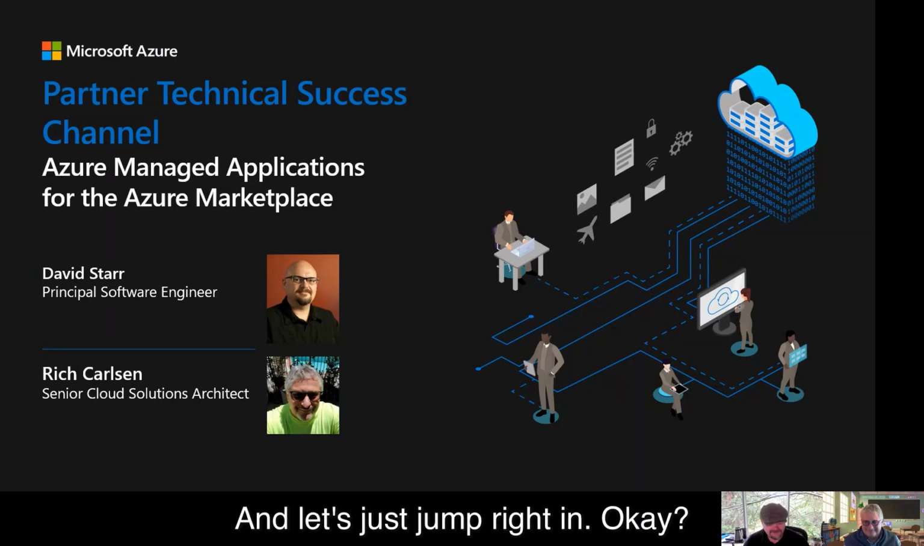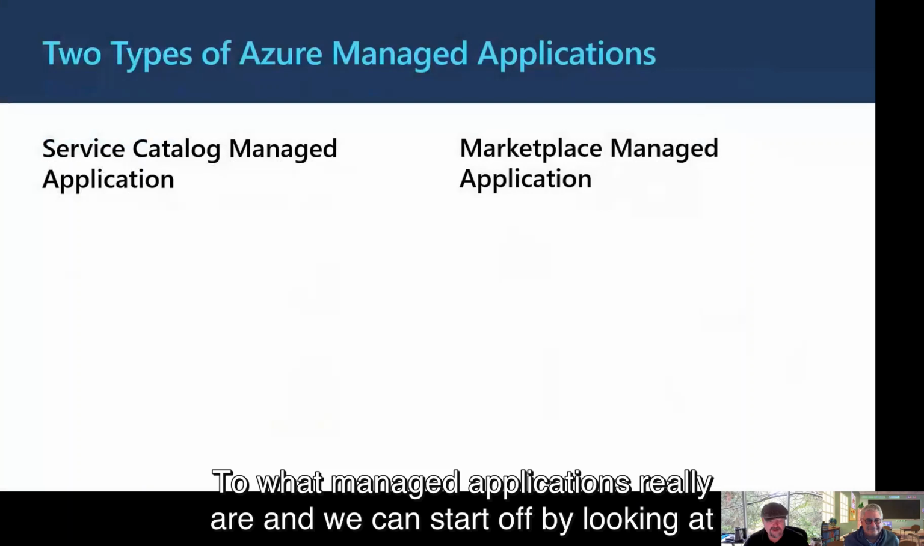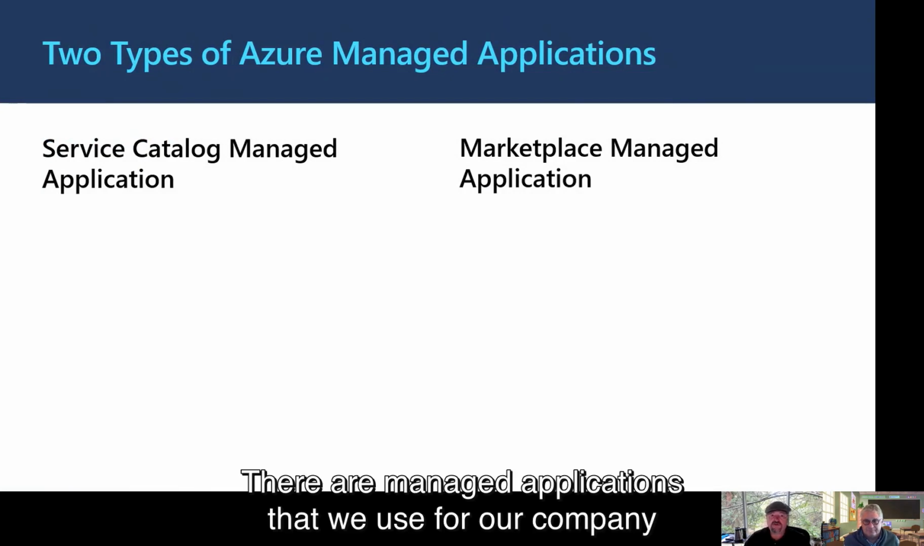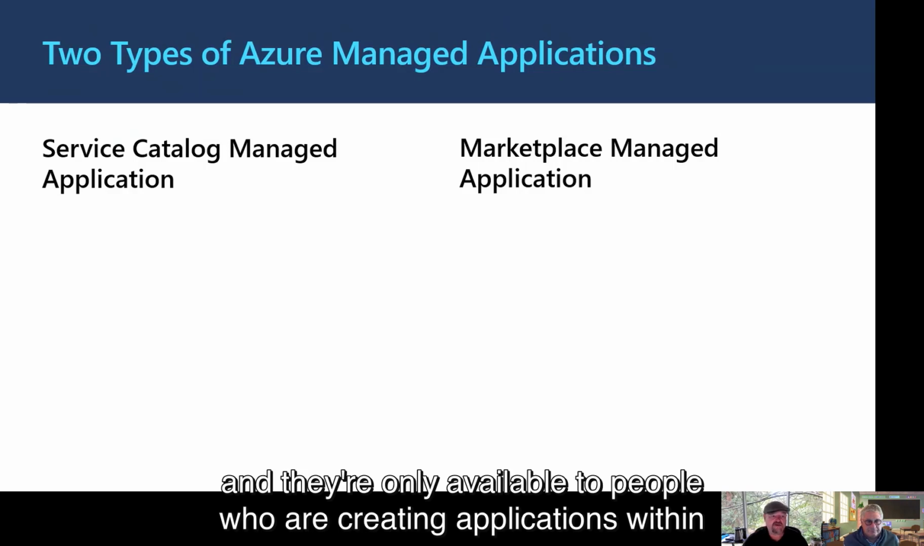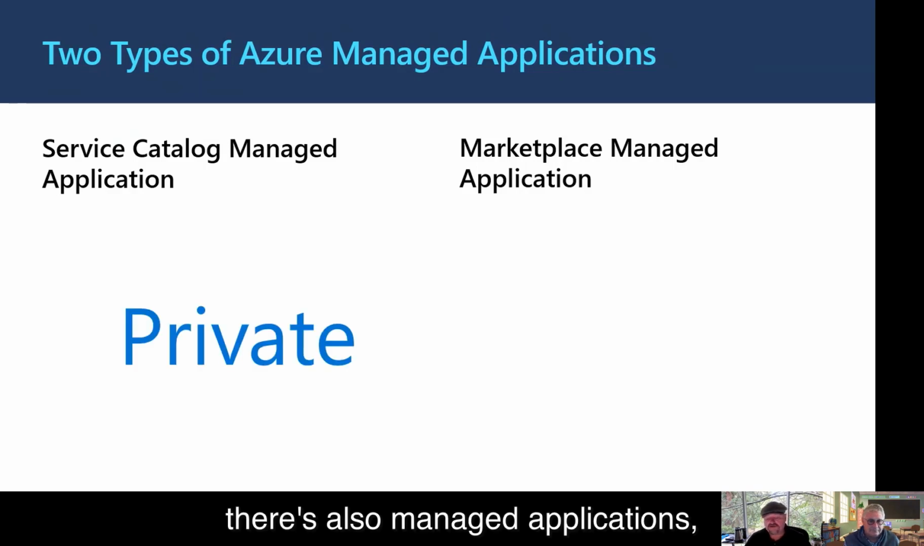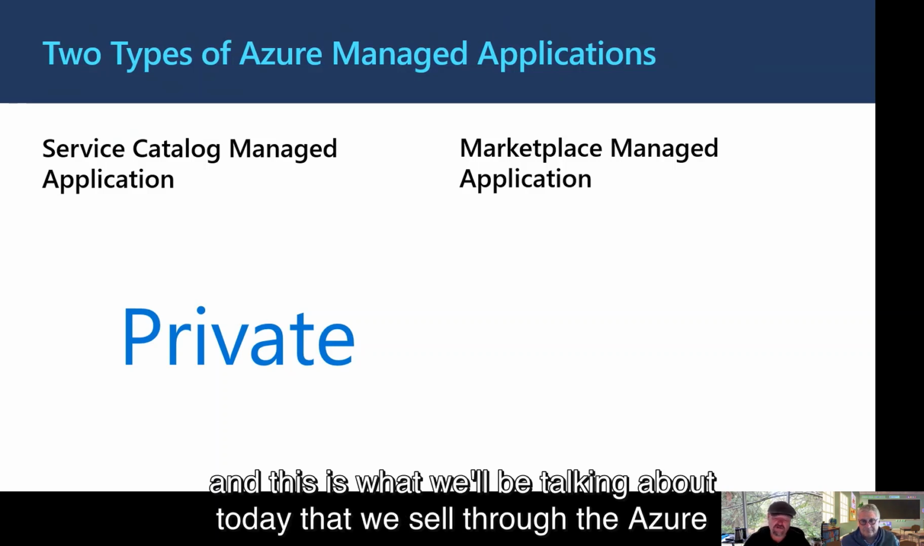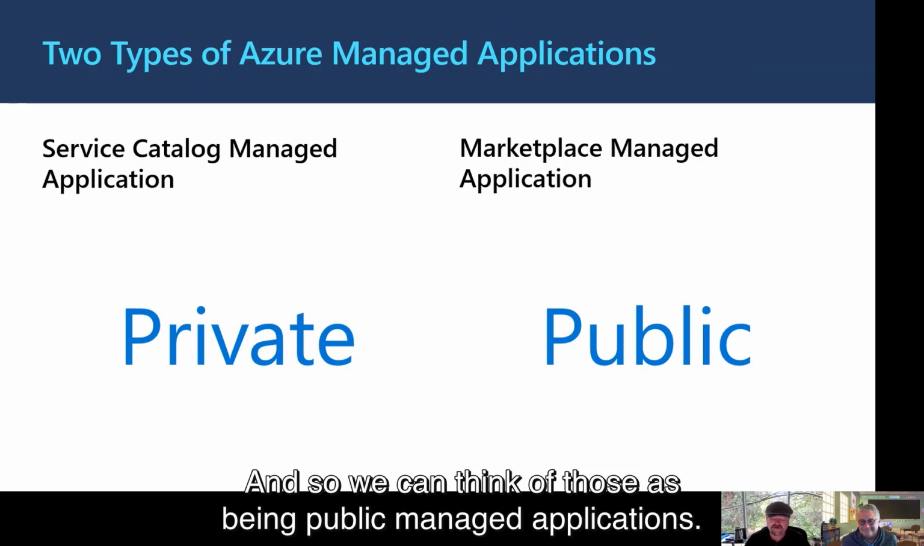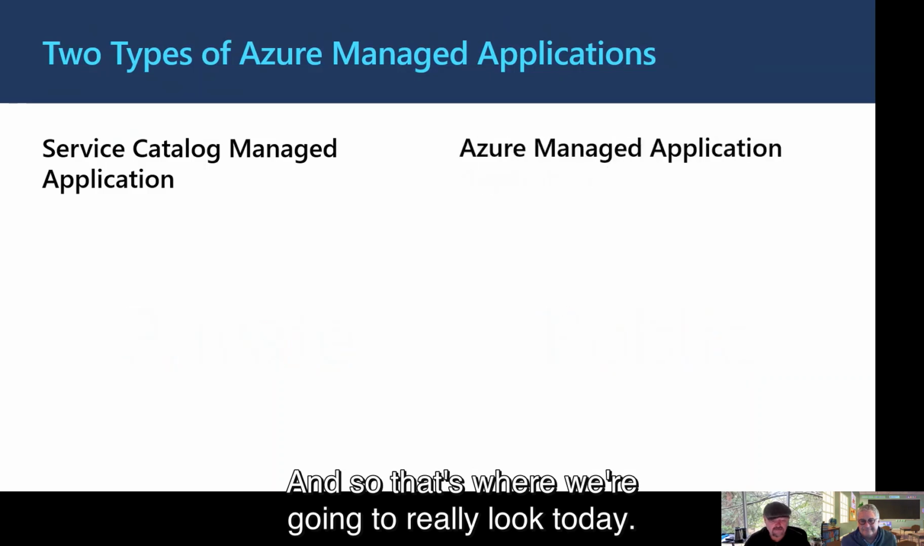I appreciate it. And let's just jump right in to what managed applications really are. We can start off by looking at the fact that there are two types. There are managed applications that we use for our company, and they're only available to people who are creating applications within our company. I think about those as private managed applications. There are also managed applications, and this is what we'll be talking about today, that partners sell through the Azure Marketplace. We can think of those as public managed applications. And so that's where we're going to really look today.